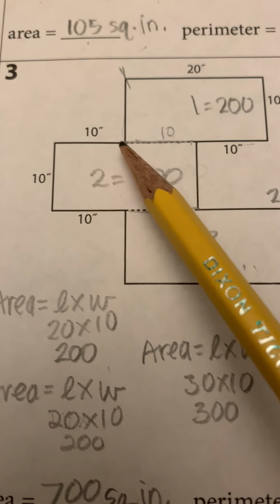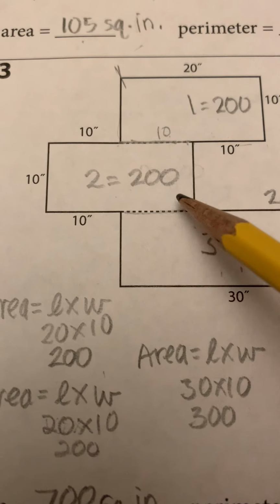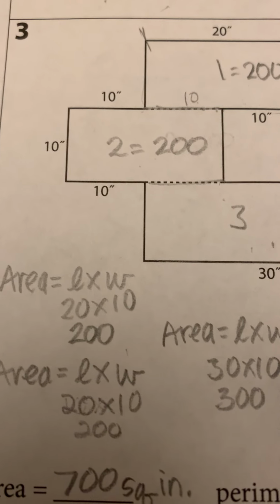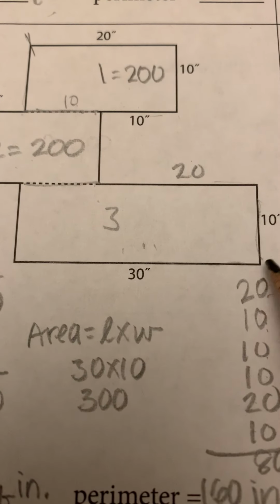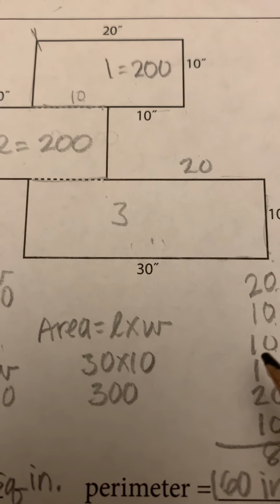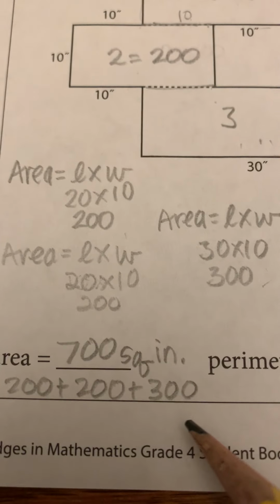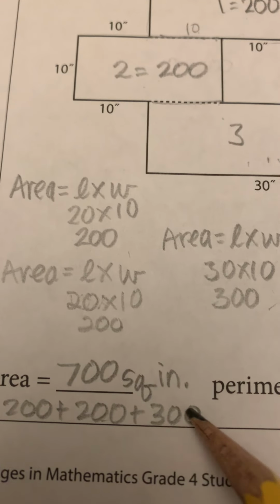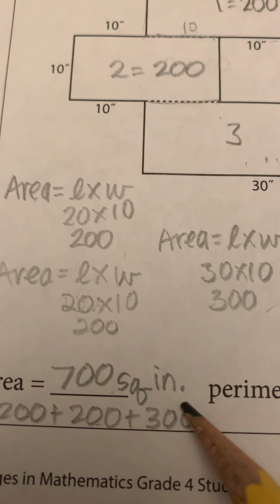This one is 10 by, what is this? So this little space is 10, so 10 plus 10 is 20. So area is length times width, 20 times 10 is 200. And this last one, I know it's 30 by 10. Area equals length times width, 30 times 10 is 300. And then I add up all those areas. 200 plus 200 plus 300, 2 and 2 is 4, plus 3 is 7. So I end up with 700, special label, square inches.